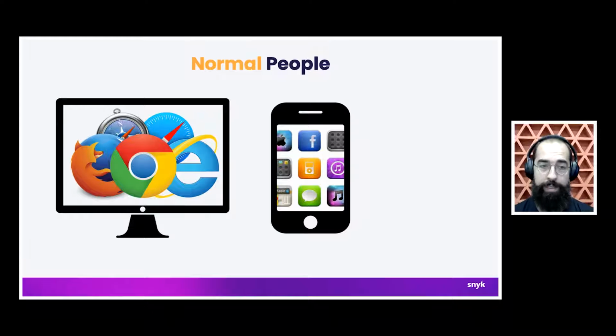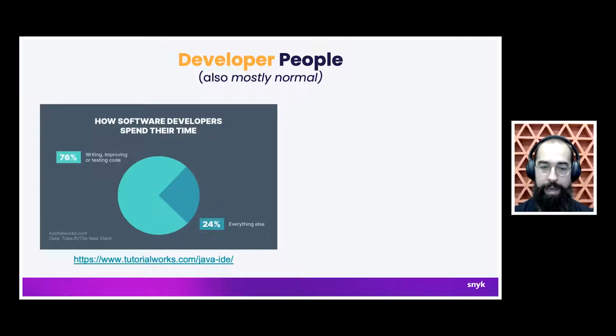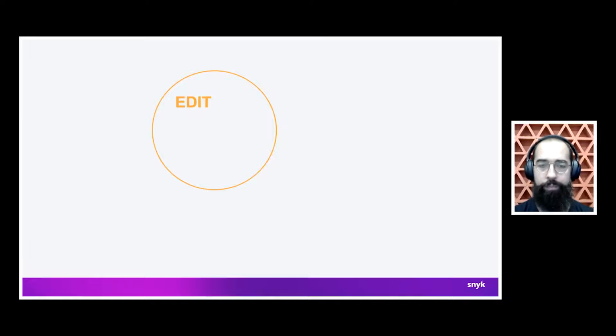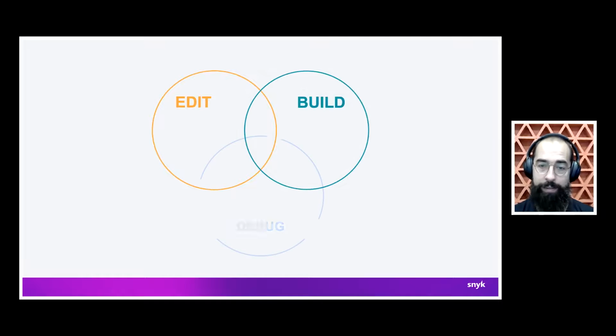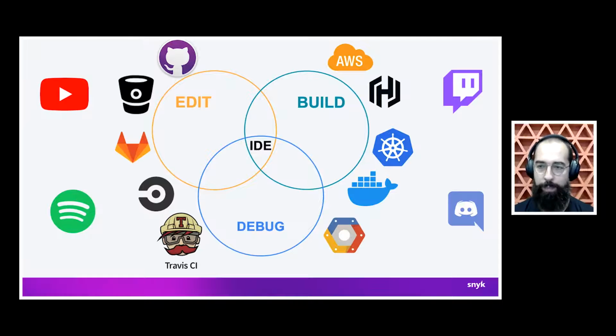So while us normal people usually spend time in browsers and our mobile applications and lately on Netflix, developers are doing most of their work in the IDE. So they're writing, improving, testing their code, and they're doing it in their integrated development environments. So what is this IDE? Basically, this is the place where developers edit, build, and debug their code. And they have a lot of integrations with various other ecosystems, such as version control systems, CI/CD pipelines, cloud infrastructure and other stuff, as well as non-work-related stuff like YouTube and Spotify and all the things that you want to do while you work. So basically, you get a really, really rich environment to fulfill all of your needs and allow you to both do work and do other stuff as well.